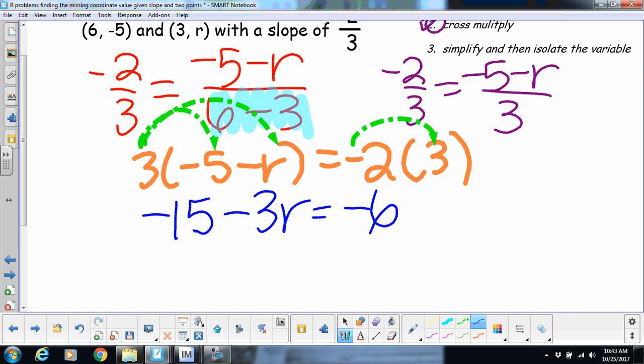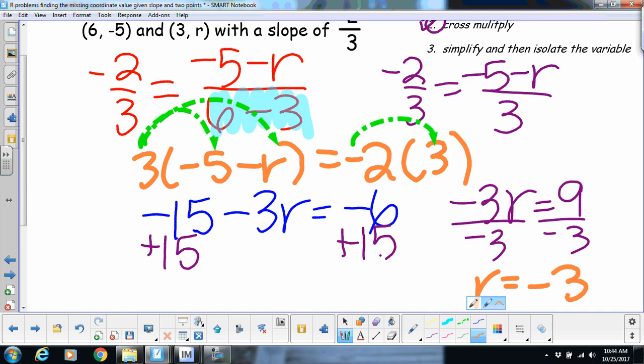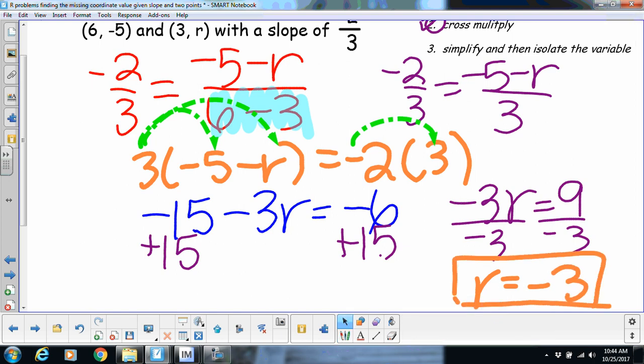And the ultimate goal here is to get R by itself. So we are going to add 15. So negative 3r equals 9. R does equal negative 3. And remember, 30 seconds out of my life, I'm going to plug it in and see if we think R is negative 3, right? So 6, negative 5 and 3, negative 3.